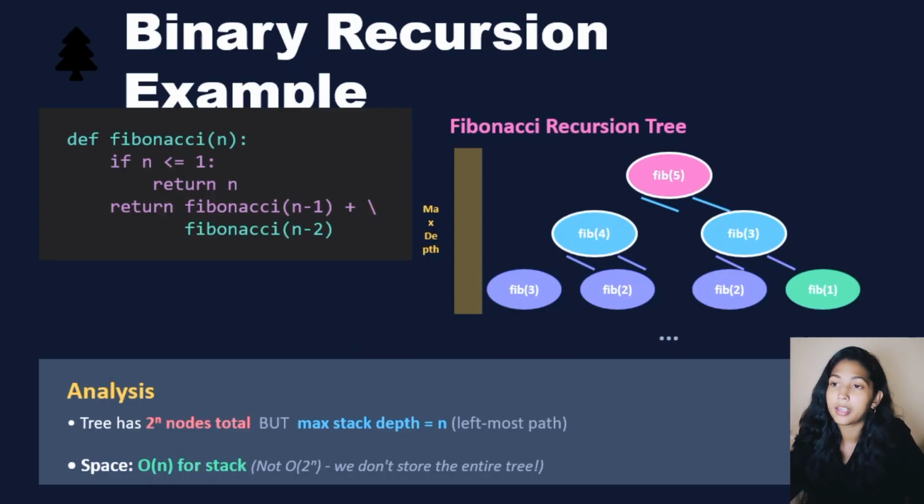Here's the visual of the Fibonacci recursion tree. You can see here clearly, the tree has 2 to the power n nodes total, but the max stack depth equals n. Leftmost path. The space for the stack is O(n), not O(2^n), because we don't store the entire tree simultaneously.